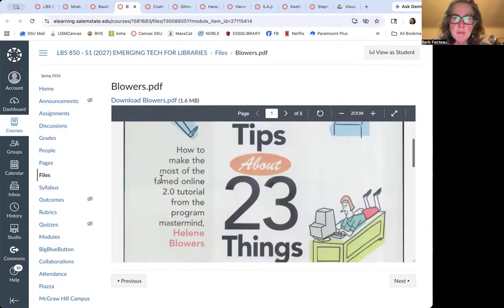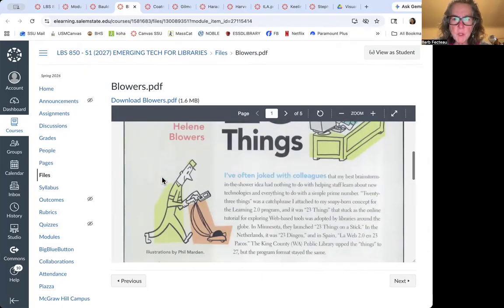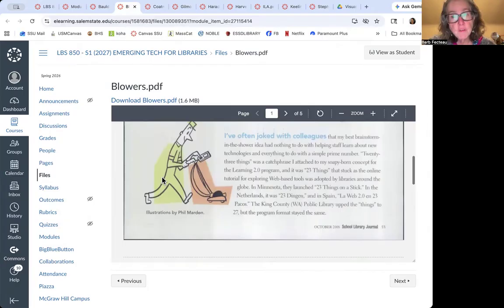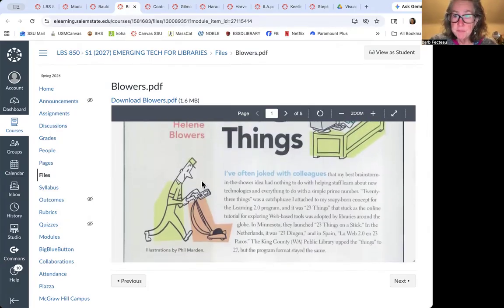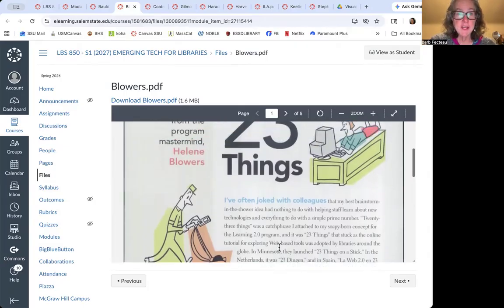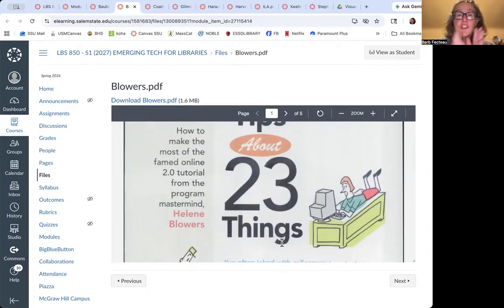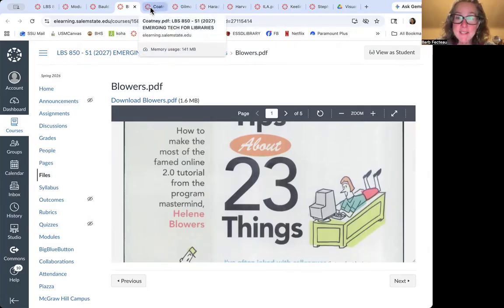Then Blower, she came up in, I can't remember what year it was. Well, this overview is in 2008, so it was probably even earlier. Anyway, she set up this 23 things where she basically presented a tool, app, whatever, and then had people fiddle around with it. You may find this familiar because it's what inspired this class. But that's her initial look at that.